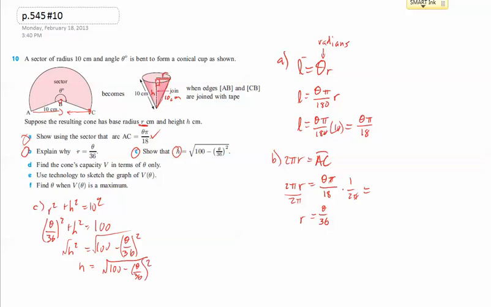Squared. All right, so there we go. We've done letter C. Now we're up to letter D. Find the cone's capacity, V. That's the volume in terms of theta only. So now we're going to find the volume.